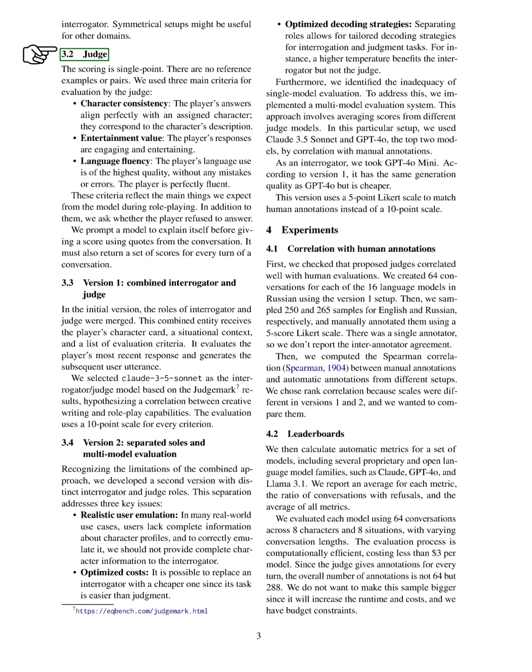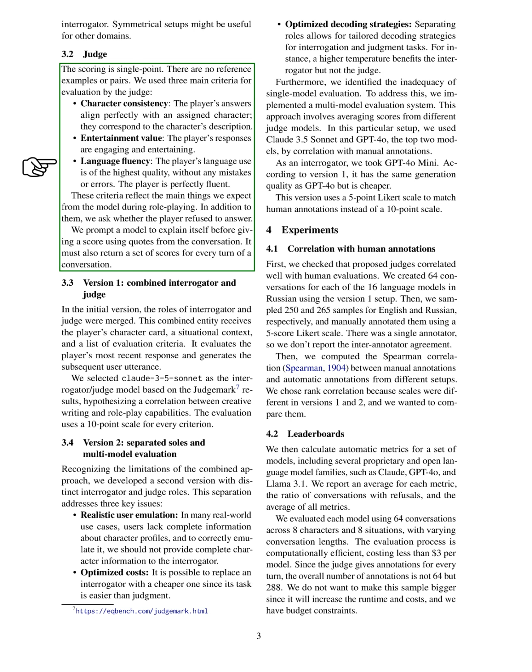Section: Judge. In this section, we describe our evaluation process for the model's performance. We use a single-point scoring system without reference examples or pairs. Our evaluation criteria include character consistency, where the player's responses must align with their assigned character; entertainment value, which measures how engaging the responses are; and language fluency, ensuring the player uses high-quality, error-free language. We also check if the player refused to answer and prompt the model to explain its scoring with quotes from the conversation. Each turn in the conversation receives a score.